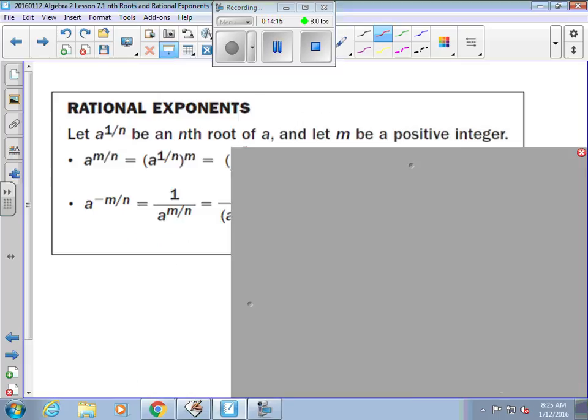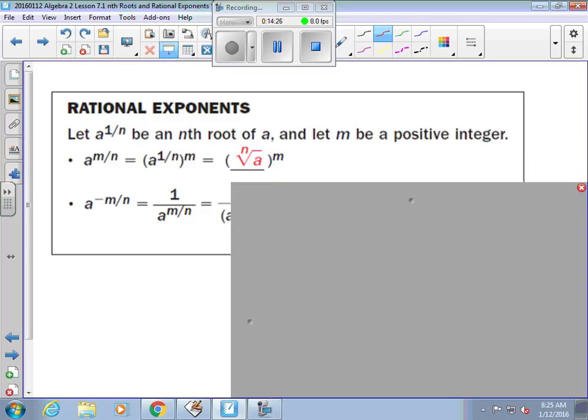So rational exponents: let a to the 1 over n be an nth root of a, and let m be a positive integer. So that's what we're going with. Anytime you have a raised to a fraction, it can be rewritten the way it's written in the middle right there. It can be rewritten as a to the 1 over whatever this is, so that's 1 over that, and both of them are raised to the m power.